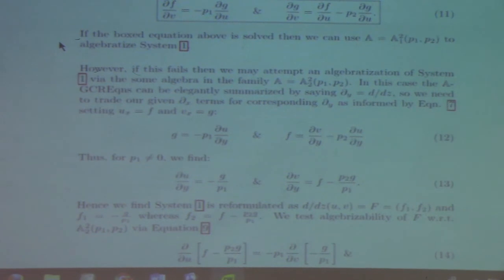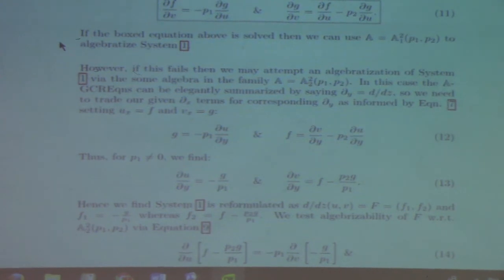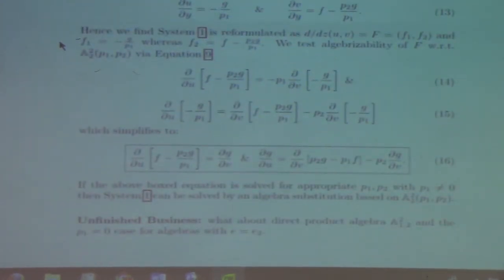Anyway, the point is, it's actually very nice to be working with algebras with unit, because then I can trade my partial partial X for partial Z. But if that fails, then I have to try the second case, in which case partial partial X is no good. I need to trade partial V, which tells me partial V partial Y. So I find partial U partial Y is that, and partial V partial Y is that. These are my Z derivatives if you take E2 to be the unit. So I need to convert my original system to look more like that, and then look at the algebraizability of this, not (F, G), but a related but different function, or from his thinking, vector field.